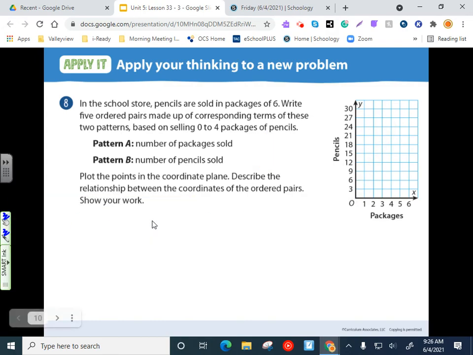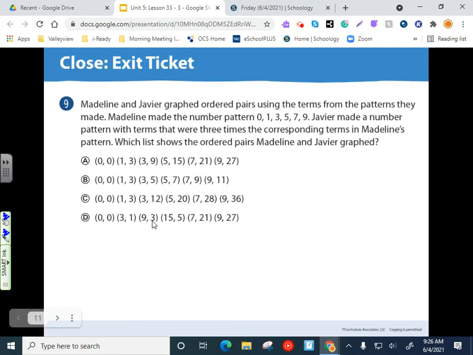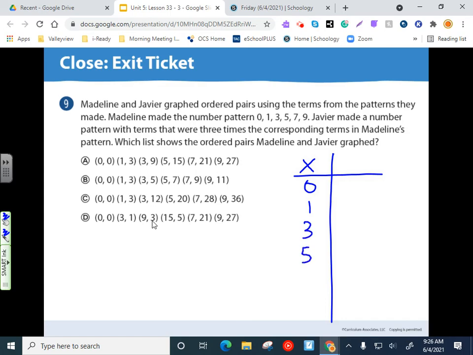And lastly, Madeline and Javier graphed ordered pairs using the terms from the patterns they made. Madeline made the number pattern of 0, 1, 3, 5, 7, 9. Javier made a number pattern with terms that were 3 times corresponding terms of Madeline. So let's figure that out. We're going to count Madeline's numbers as our X. So I have 0, 1, 3, 5, 7, and 9.